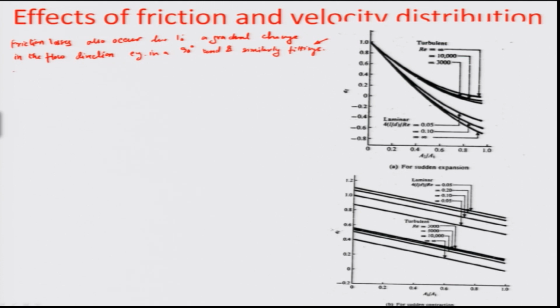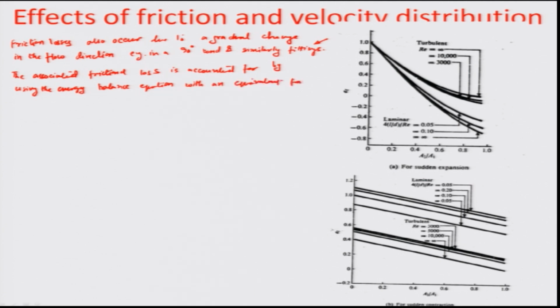So the associated frictional loss is accounted for by using again the energy balance equation, Bernoulli's equation, with an equivalent factor L by D for the bend.